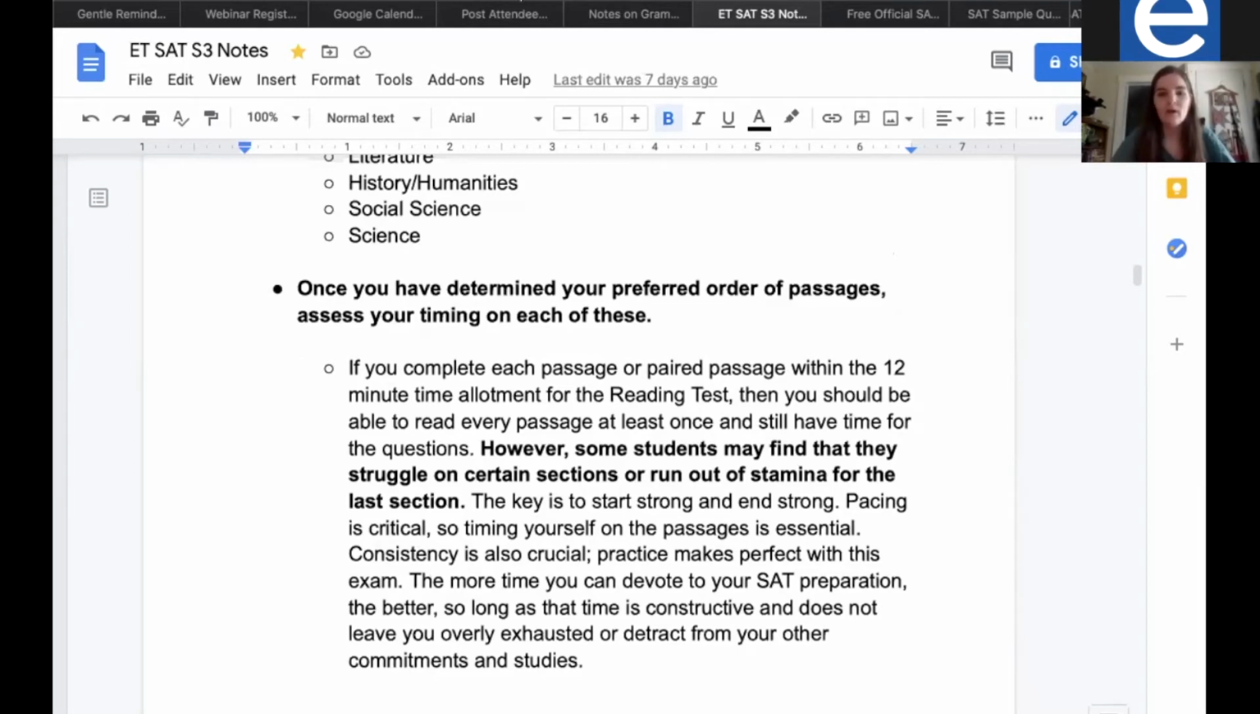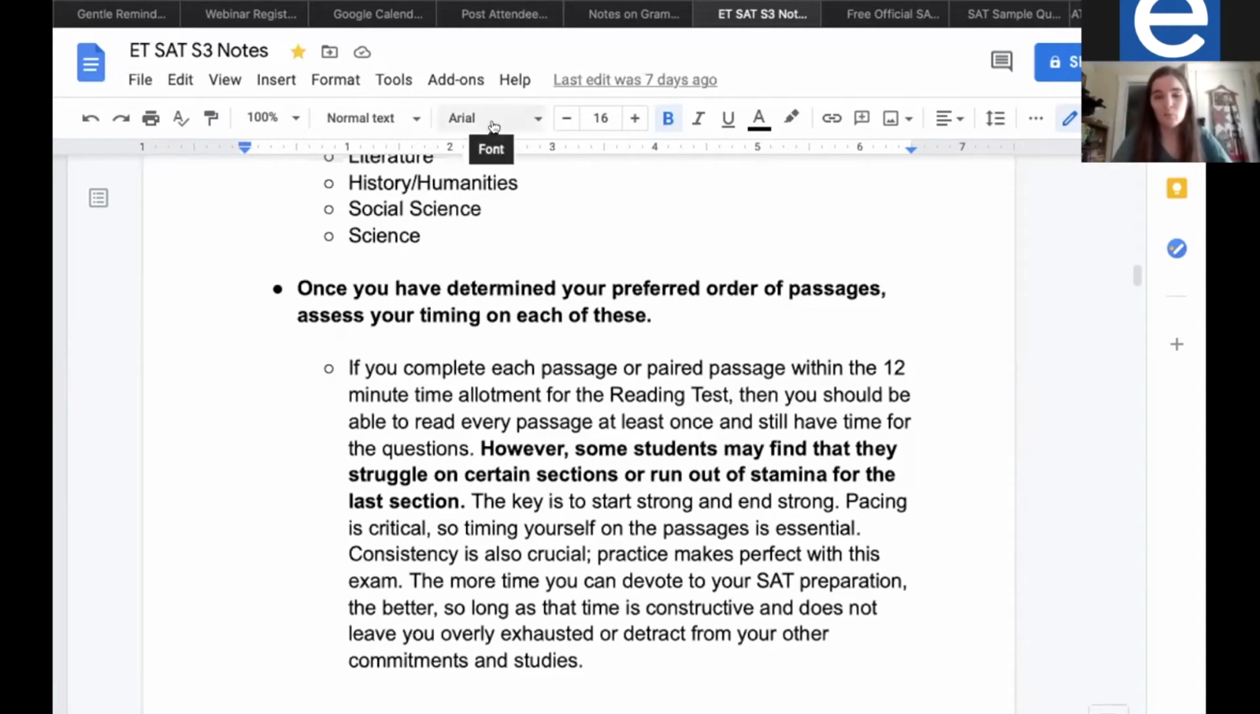Okay? Once you've done that, you should have assessed your timing on each of these sections this week. So you should have an idea if you're consistently completing each section within that time frame. That means the 12-minute time allotment we've assigned for the reading test with this strategy, you are able to complete each passage or paired passage within that 12-minute time limit.